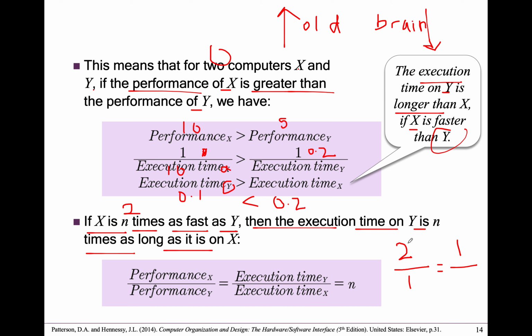So after that, if you compare 2 divided by 1, and maybe you don't know the execution time of X, so how do you get X? X equals to 2. So this is the execution time for your X, and then this is the execution time for your Y.